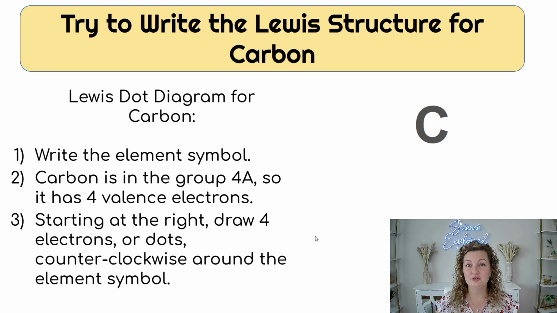So carbon is in group 4A, which means it has 4 valence electrons. So we will be putting 4 dots around our C symbol for carbon. We're going to start right, top, left, and bottom, and that is our Lewis structure for carbon.